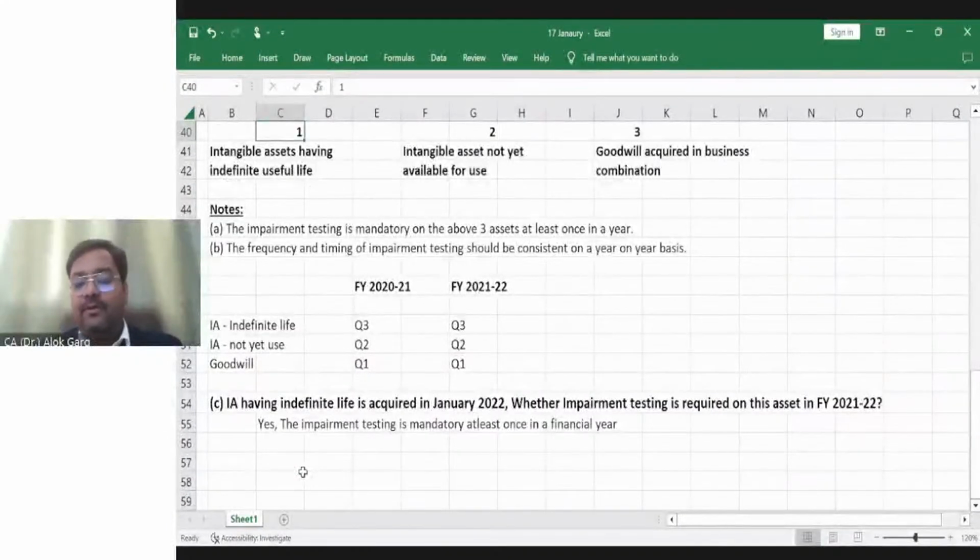I hope with this Excel file, things are clear to you. I will share this Excel file with Board of Studies of ICI, and they will upload on the portal, right? I hope it is clear to all of you. Please let me know if you have any doubt. Is it clear to all of you guys?